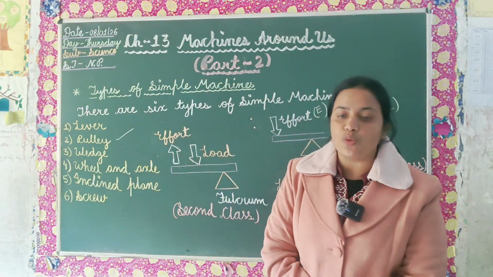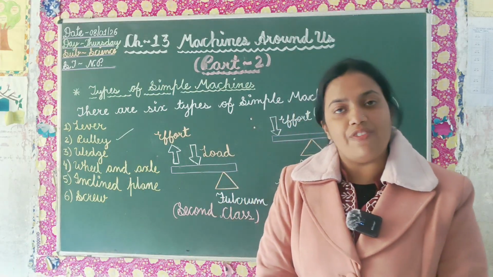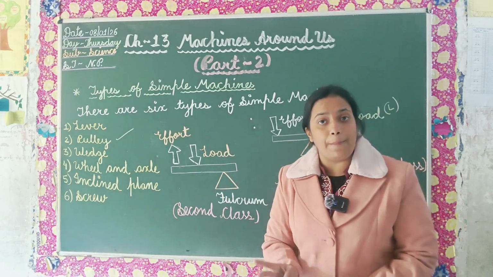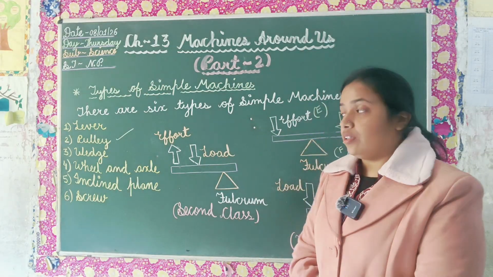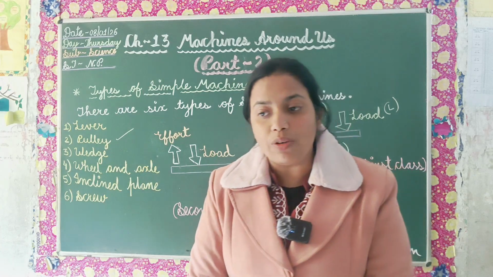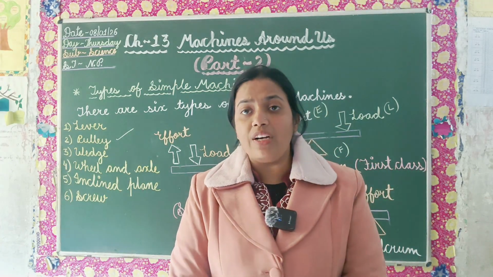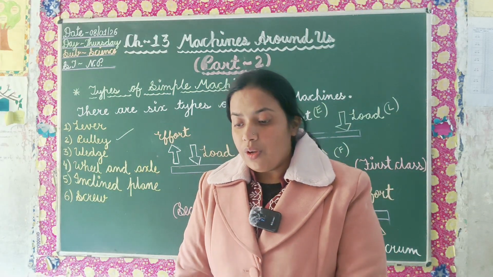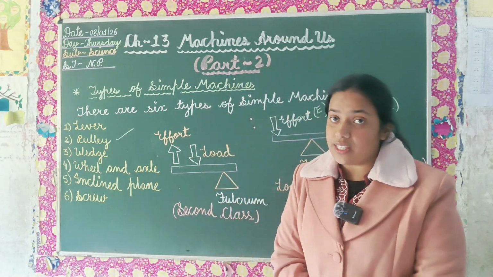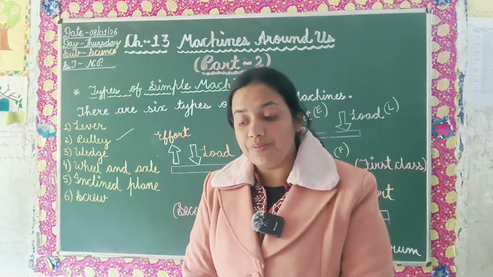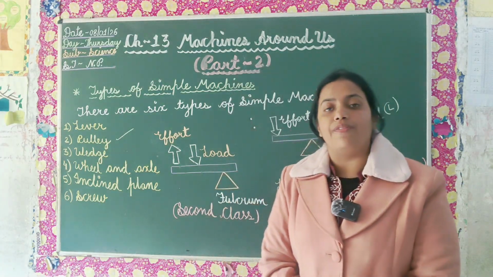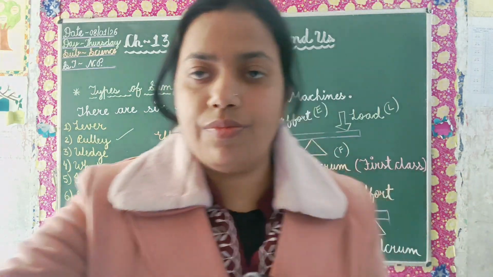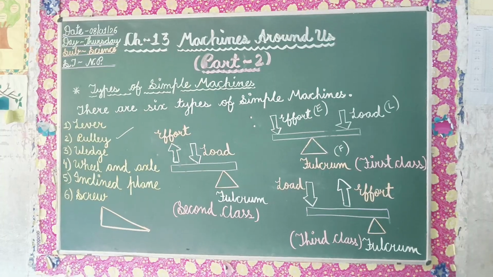Now students, next one is the wedge. What is a wedge? A wedge is a simple machine made up of two inclined planes. For this, firstly you have to know about inclined planes. So what are inclined planes? Have you ever seen a wooden plank being used to load or unload goods from a truck? It is an example of an inclined plane. So what is an inclined plane?